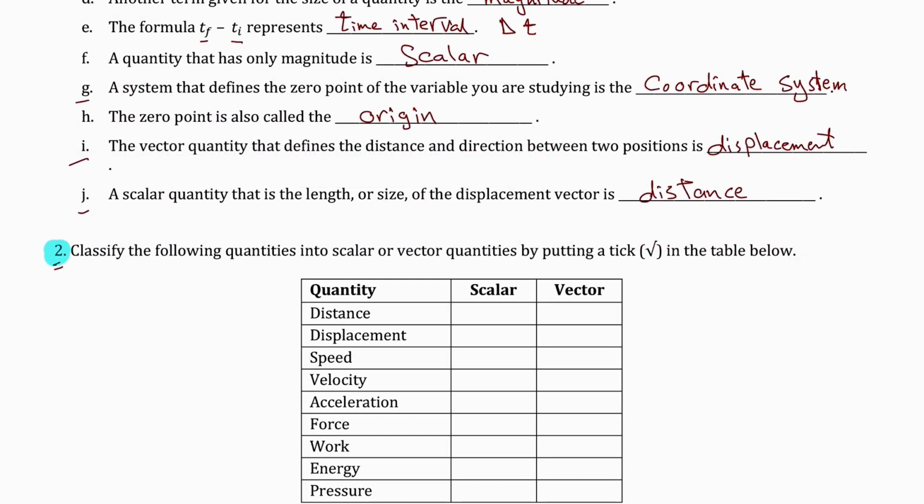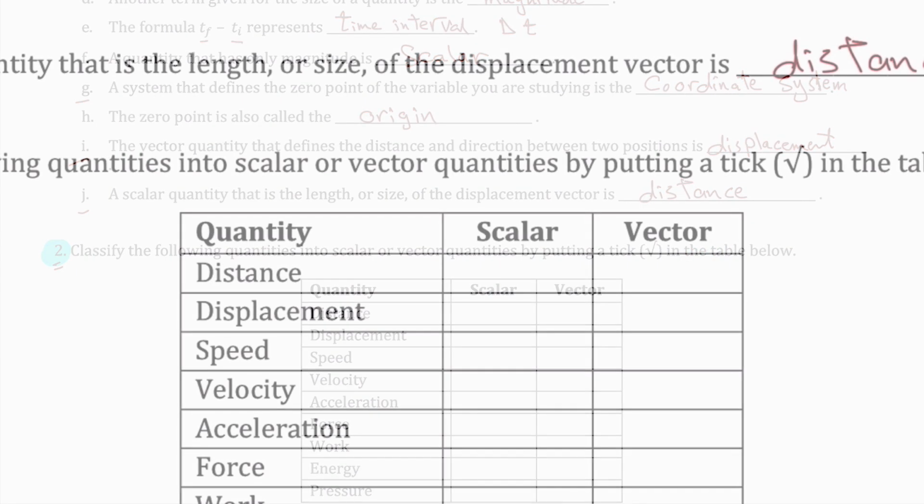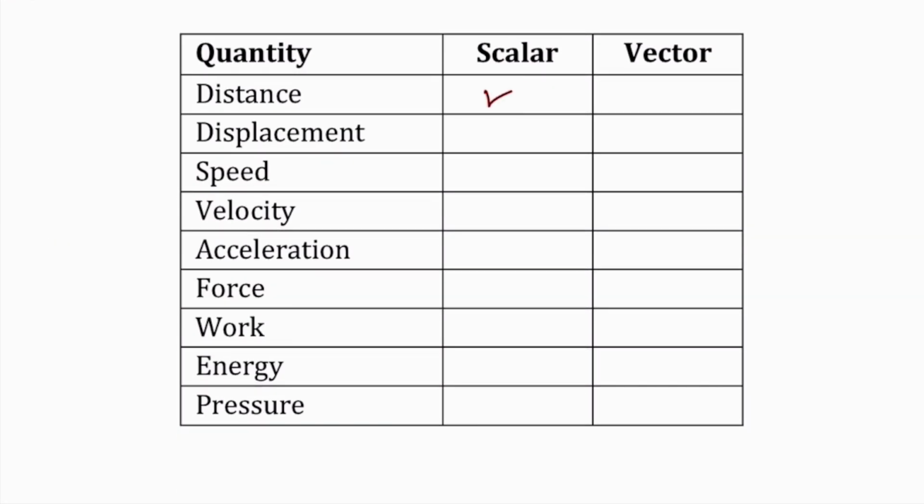Two, classify the following quantities into scalar or vector quantities by putting a tick in the table below. Okay, distance is a scalar quantity, displacement vector, speed scalar, velocity vector, acceleration vector, force vector, work scalar, energy scalar. By the way, energy and work are the same thing, so both of them are scalar quantities. Pressure scalar.